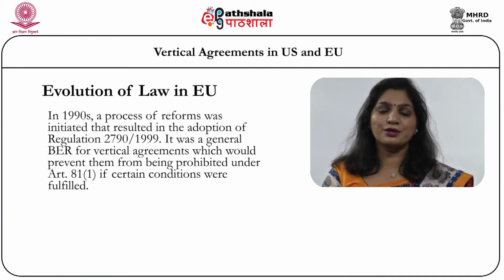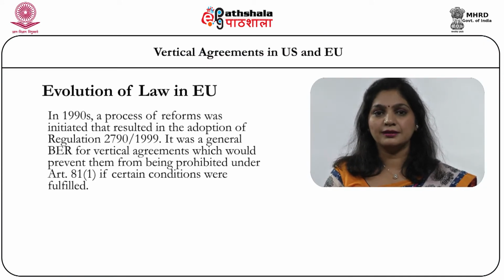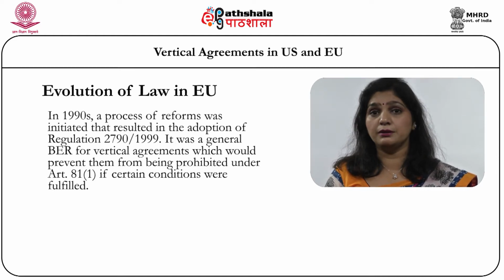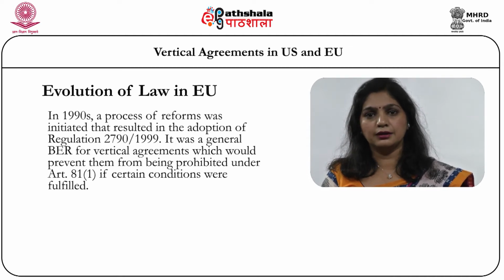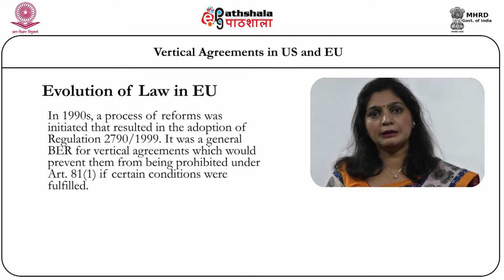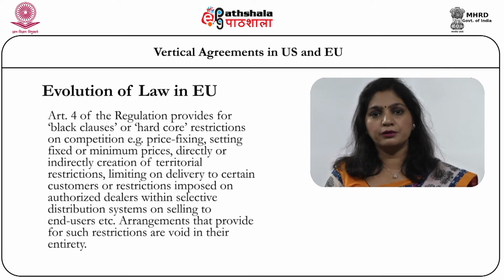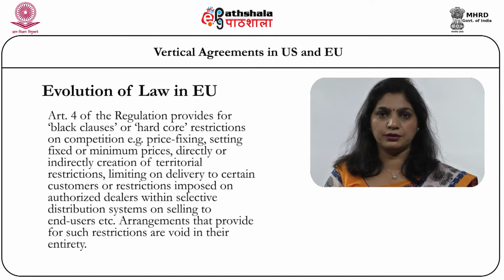In the 1990s, a process of reform was initiated that resulted in the adoption of Regulation 2790/1999. It was a general block exemption regulation for vertical agreements which would prevent them from being prohibited under Article 81, subsection 1 if certain conditions were fulfilled. Article 4 of the regulation provides for black clauses or hardcore restrictions on competition.